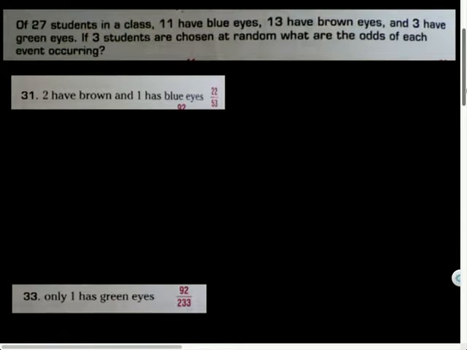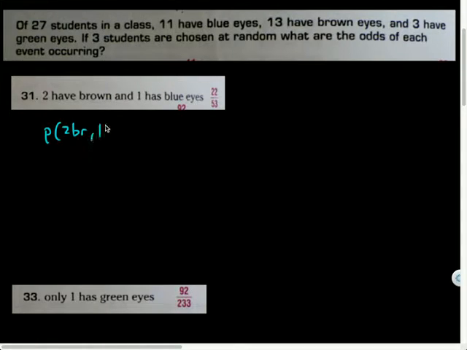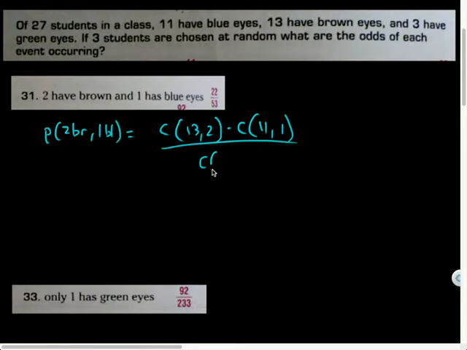So, for problem 31, they say 2 have brown eyes and 1 has blue eyes. So, the probability of 2 brown, 1 blue. Well, how many students have brown eyes? Actually, we'll start with that. It's 13, and I'm selecting 2 of them. How many students have blue eyes? 11, and I'm selecting 1. And then I'll put that over the total number of students, which was 27, and I was selecting 3.